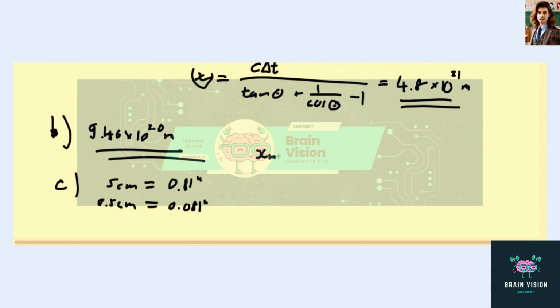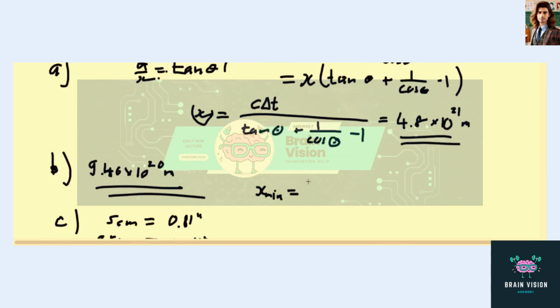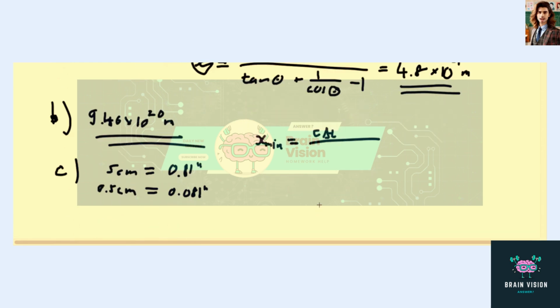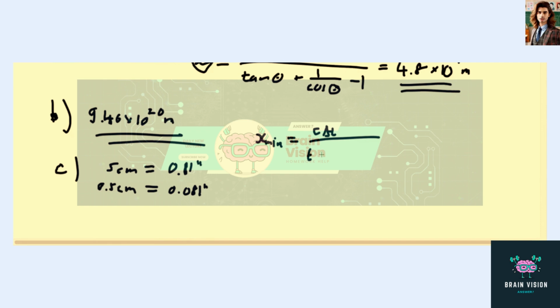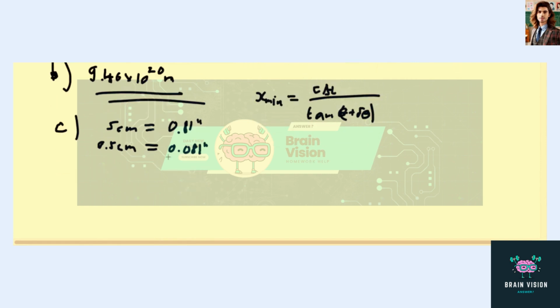And so basically what you do is you calculate the distance x, now with x max or x min, right? So let's do x min. And so this is going to be the same calculation, but with a different angle. So here you're going to use c times delta t divided by the tangent of theta plus delta theta, right? And so delta theta is this value.